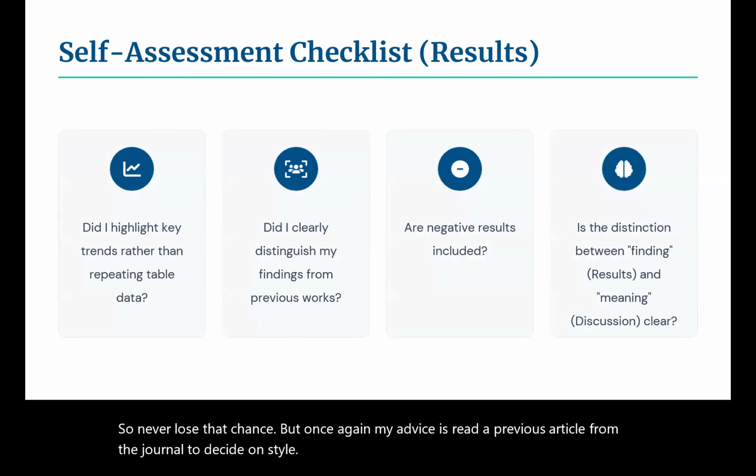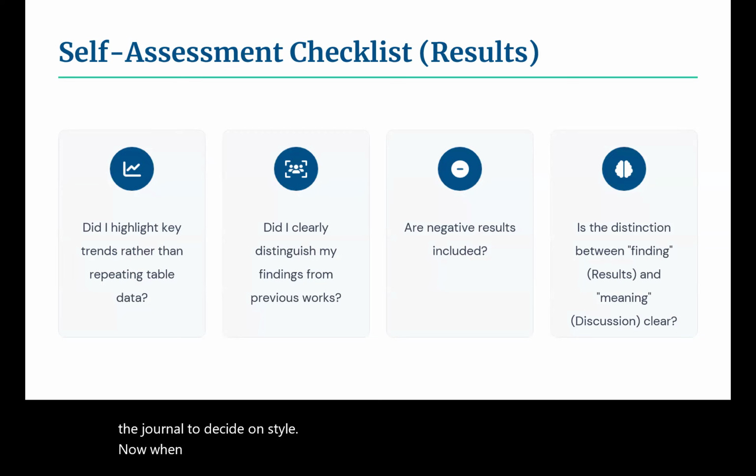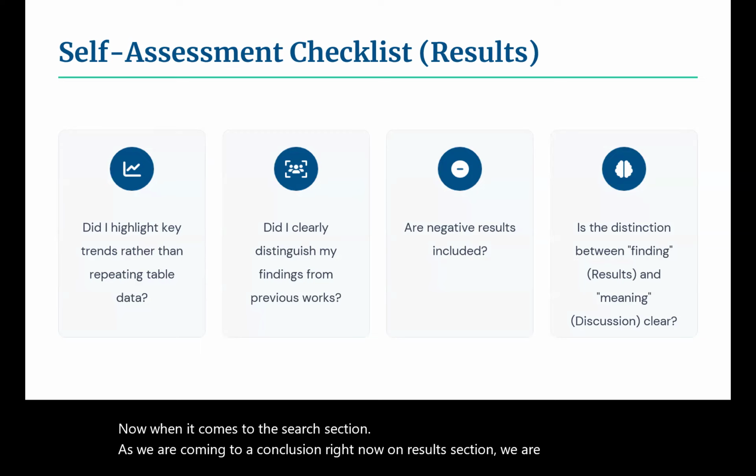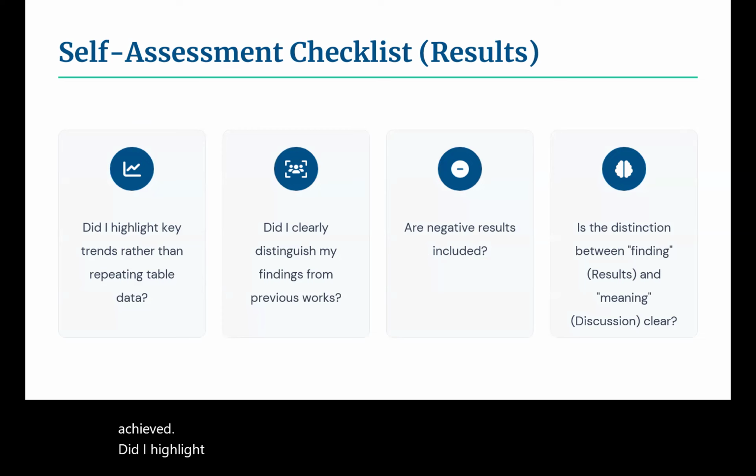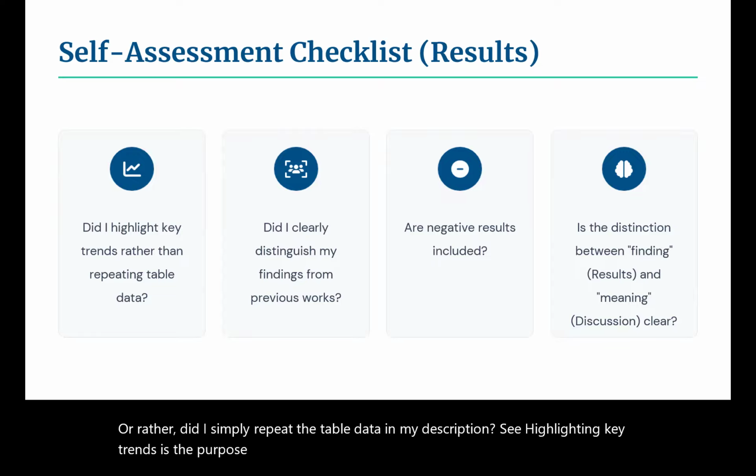Now, as we are coming to a conclusion on the results section, we are coming to a self-assessment checklist. Before you conclude it, see whether these things have been achieved. Did I highlight key trends? Or rather, did I simply repeat the table data in my description? See, highlighting key trends is the purpose of your description in the results section, particularly.